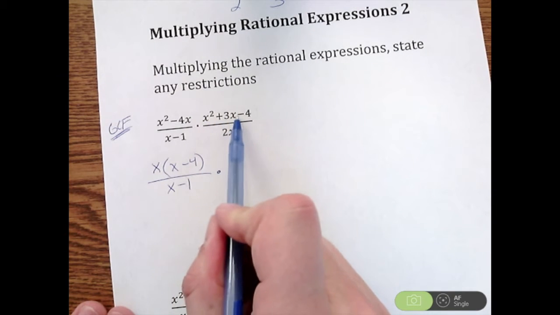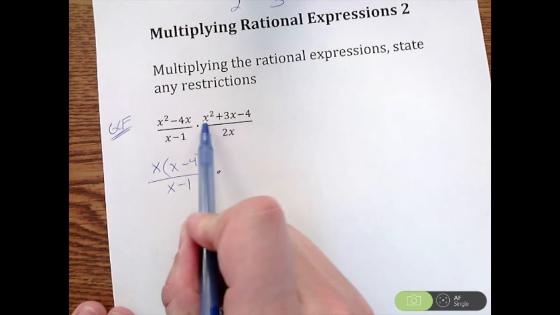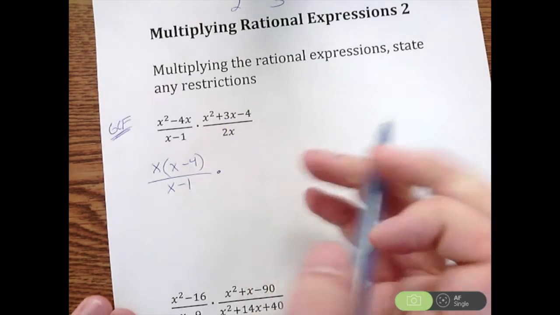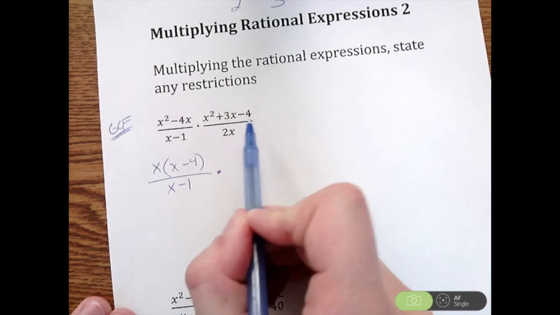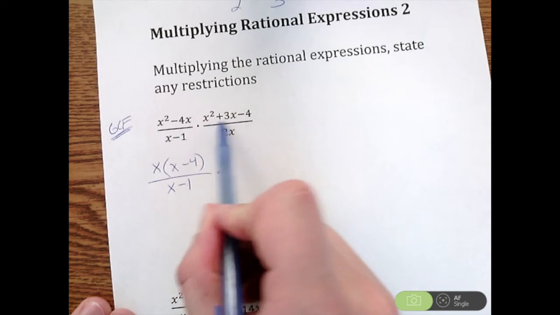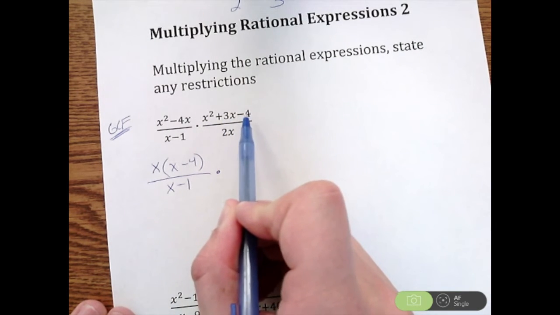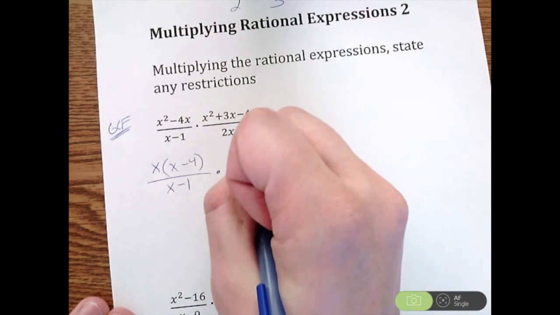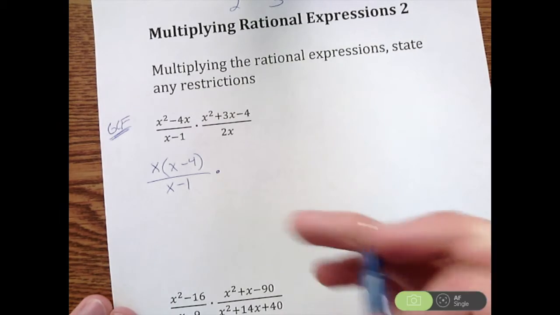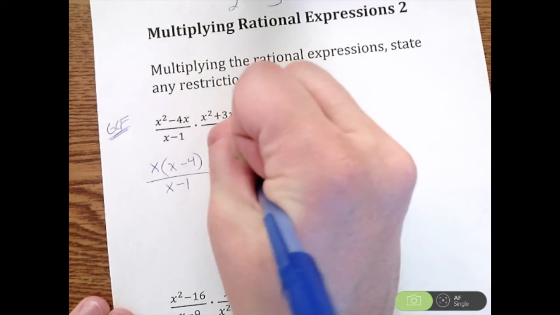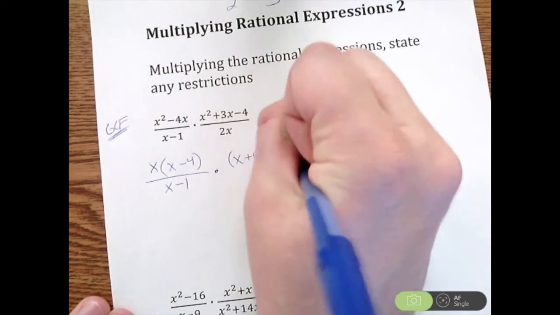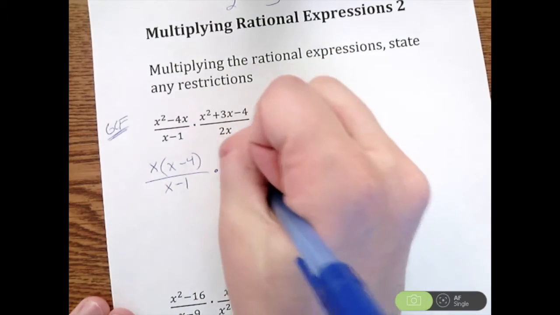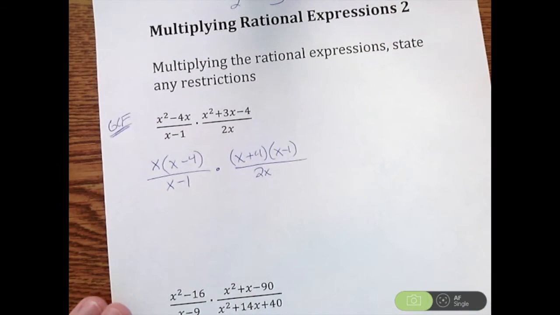Now go to the top. I have x squared plus 3x minus 4. First want to check for a GCF. There's nothing all three terms have in common. So I'm going to have to use conventional factoring. I'm looking for two numbers that multiply to -4 but add to 3. That's going to be x plus 4 and x minus 1 as my two factors. And in the denominator, I have 2x, so I'm going to leave that be.